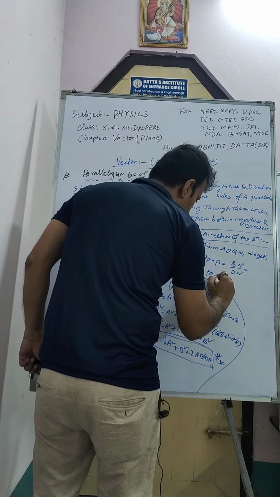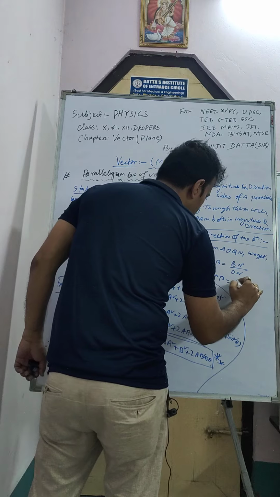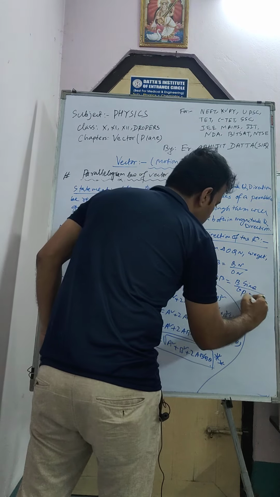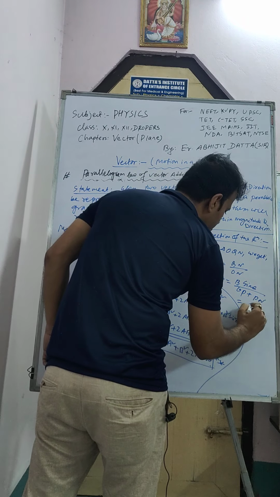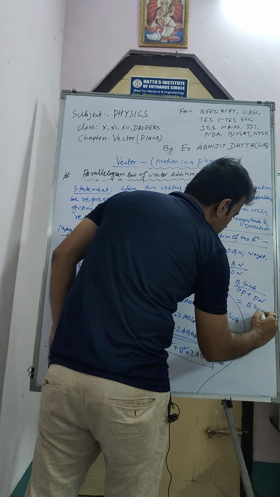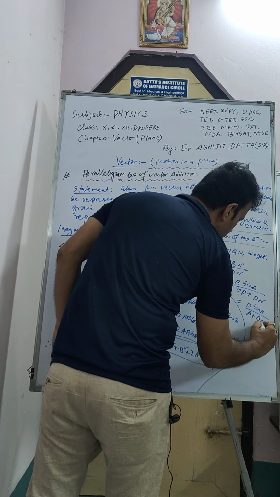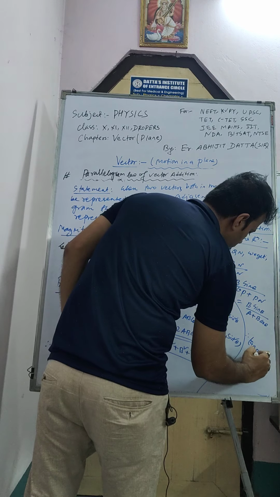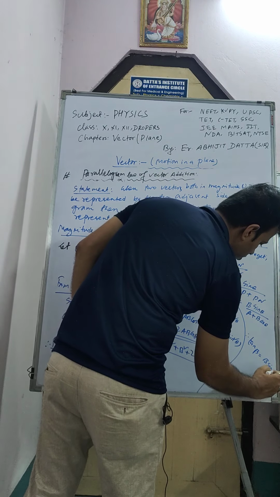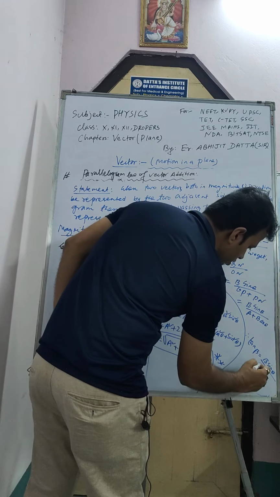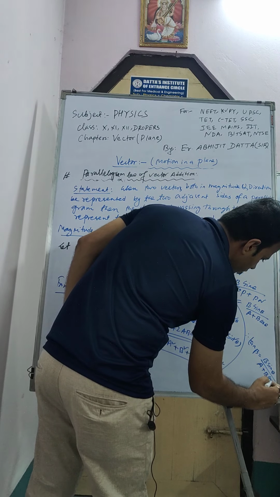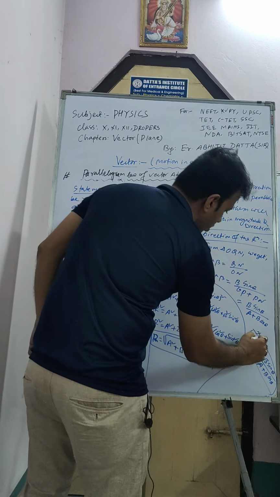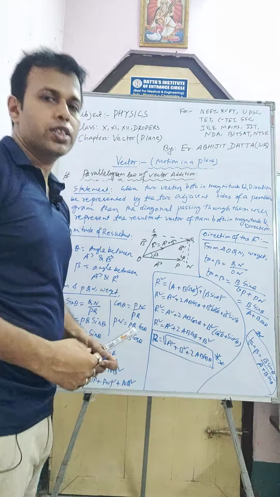That is tan beta equal to, this one is B sin theta, right? And we can split ON as OP plus PN. So it becomes B sin theta by A plus B cos theta, right? So tan beta will be B sin theta by A plus B cos theta. So this is the direction of the resultant vector.